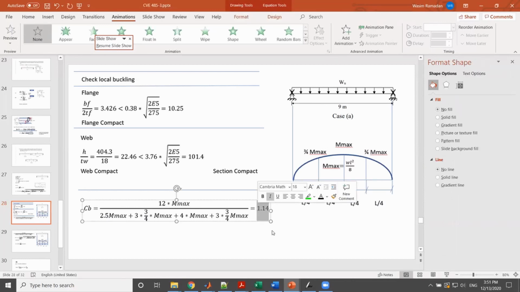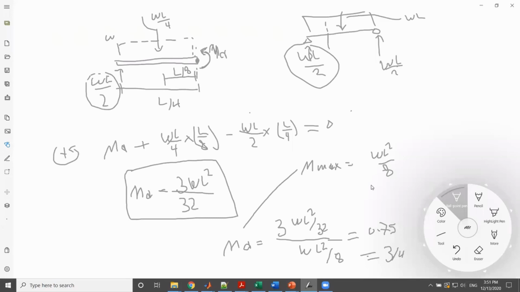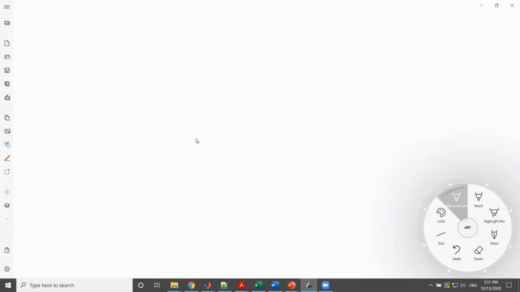Now I want to mention something before I continue. The CB is depending on the shape of the moment diagram. How is that? Let's do it here. Let's say we had a moment diagram, for instance, where the M max is equal to 1000 kilonewton meter. This is your M max. Now, if you calculate CB for this one, it would be 1.14.